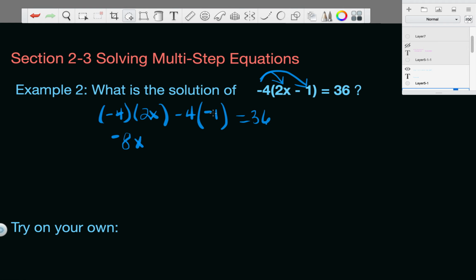Negative 4 times negative 1. Two negatives give me a positive, and I know that 4 times 1 is 4. And that gives me 36. Okay? Now we have a two-step equation.